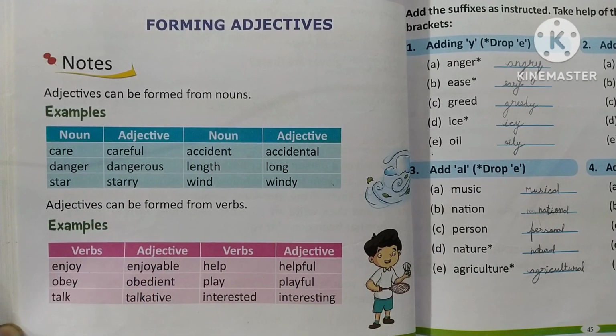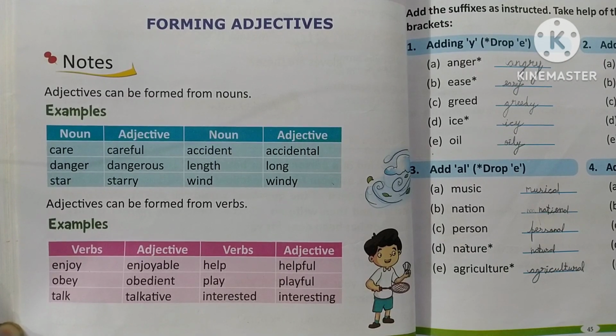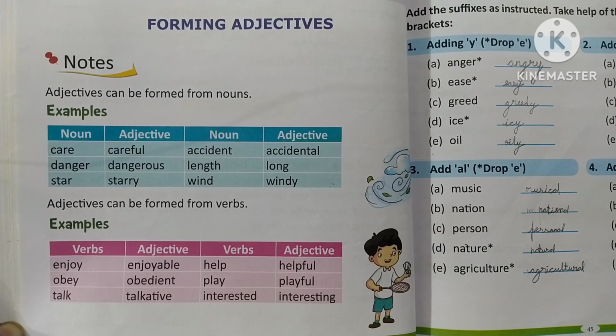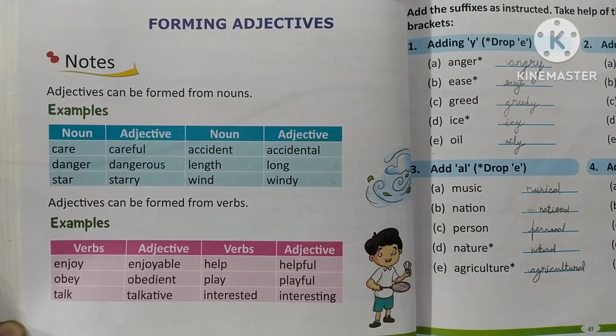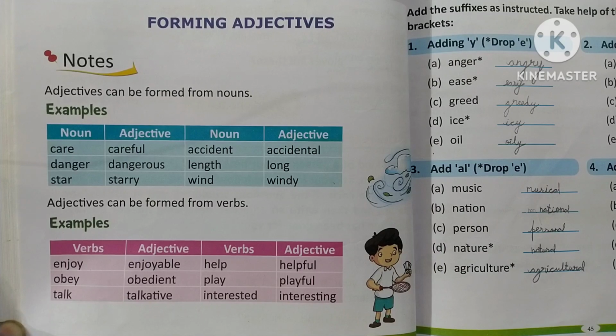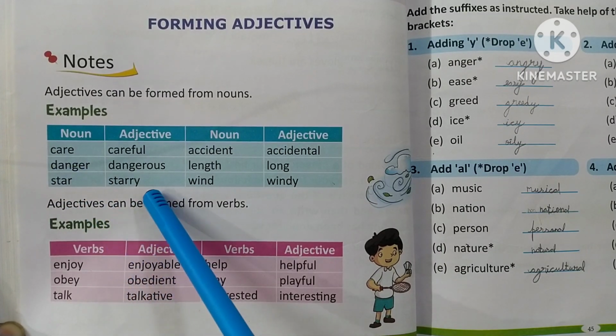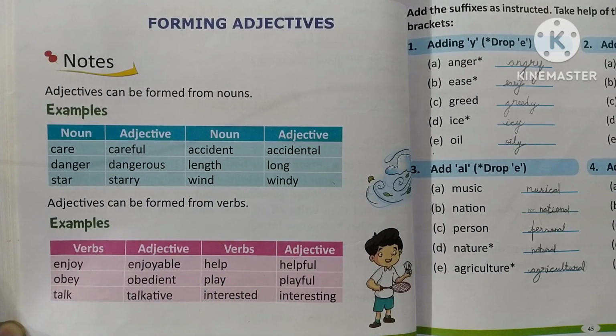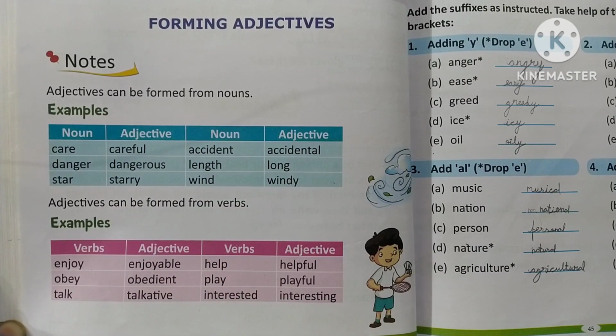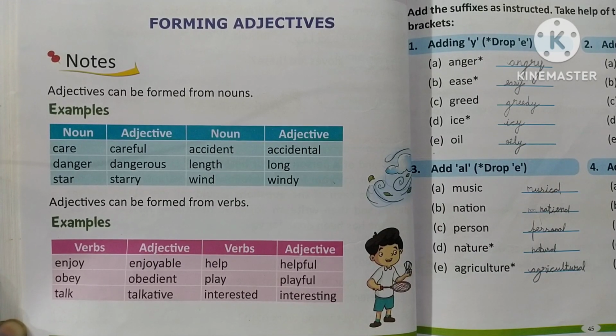Next, dangerous is coming from the noun danger. She performed a very dangerous act. So, the adjective to describe the act is dangerous and it comes from the noun danger. Star. The noun star gives rise to the adjective starry. It was a starry night. That means it was a night filled with stars. So, the noun star is giving rise to the adjective starry and describes the night to be starry.